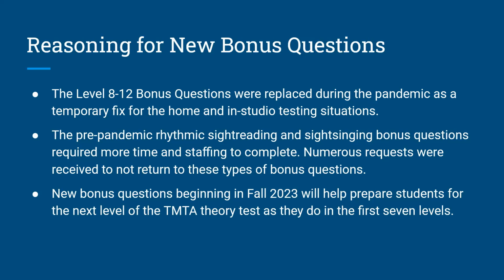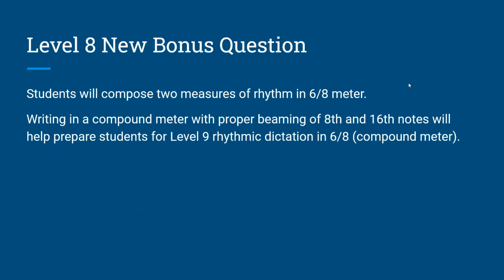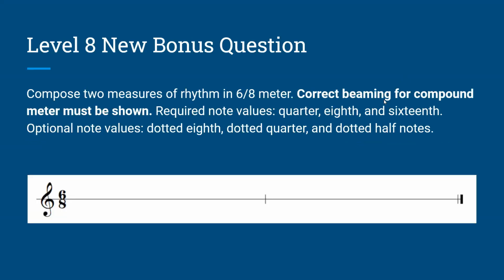New bonus questions beginning in fall 2023 will help prepare students for the next level of the TMTA theory test, as they do in the first 7 levels. So the level 8 new bonus question will have students compose 2 measures of rhythm in 6/8 meter. Writing in a compound meter with proper beaming of 8th and 16th notes will help prepare students for level 9 rhythmic dictation in 6/8 compound meter. I know that is a struggle that my students usually have. They may have played it before, but they still don't seem to understand the groupings of the compound meter. So having to write it themselves, I think, will be of help to them.